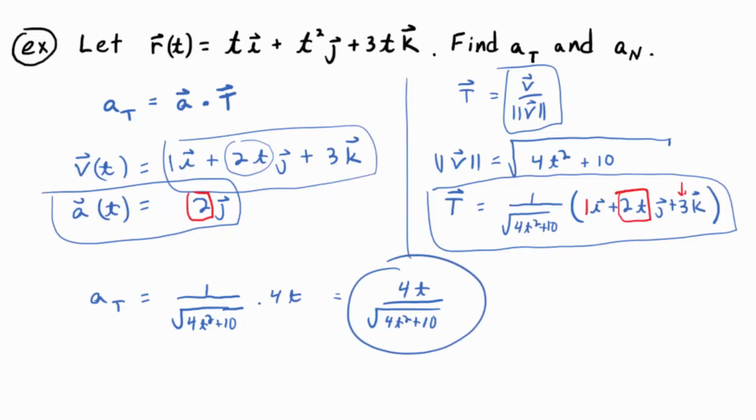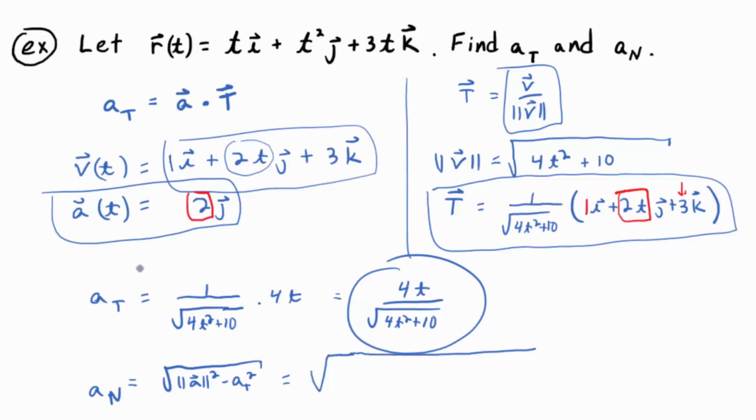What's going to be the easiest formula then for finding a sub n? We're going to use the formula: the square root of the magnitude of the acceleration vector squared minus a sub t squared. This is essentially the Pythagorean theorem right here. So we're going to take the square root of the magnitude of a squared, that's the magnitude of the acceleration vector, minus what we just found squared. Does that make sense? All underneath the square root. So we fill that in, big old square root.